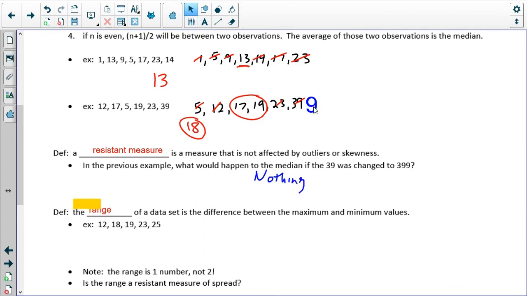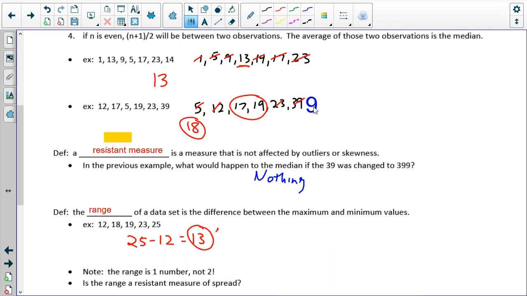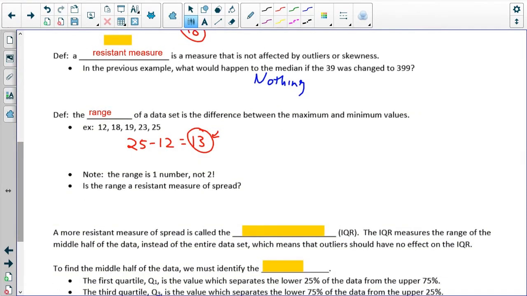The range of a data set is the difference between the max and the min. So all I do is, since it was already written in order, 25 minus 12 is 13. That is the range of this data set. Note that the range is one number, not 2. Therefore, a lot of people want to say the range is 12 to 25. That's not what we do as range. Range is a number, so we would have to actually do the subtraction. We're not saying 12 to 25.